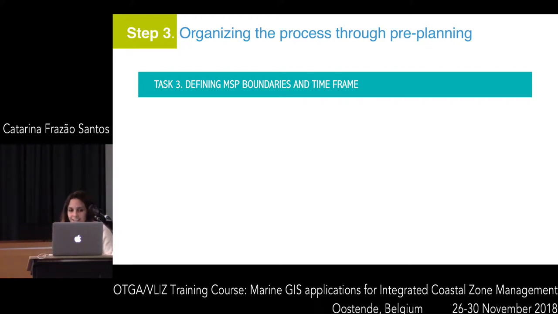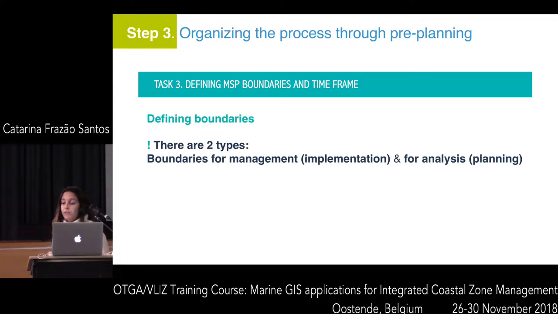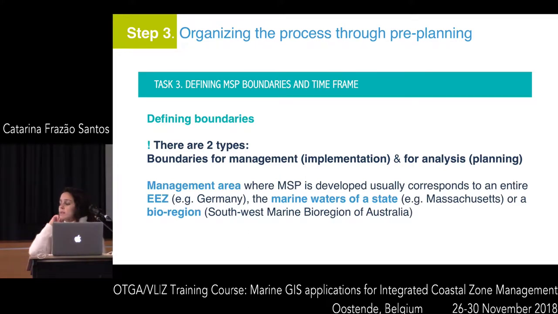So the third task is defining those boundaries, those spatial and temporal boundaries for marine spatial planning. And when defining spatial boundaries, you have the boundaries for management and implementation, and the boundaries for analysis and planning, and these usually are not the same. So management areas in marine spatial planning tend to correspond to entire exclusive economic zones or the marine waters of a specific state, as happens in the USA, or a bioregion, as happened in Canada and Australia.